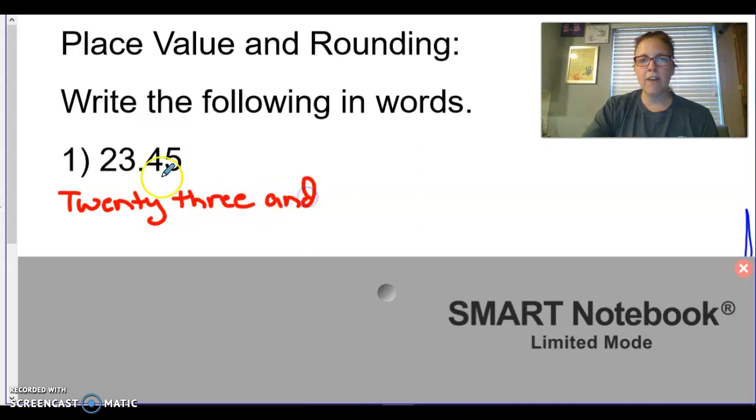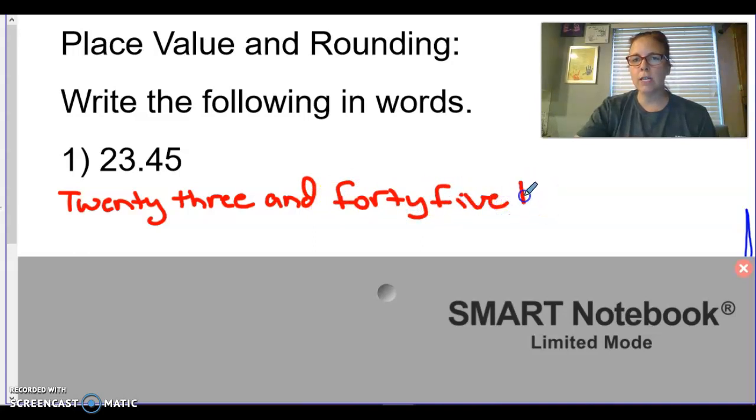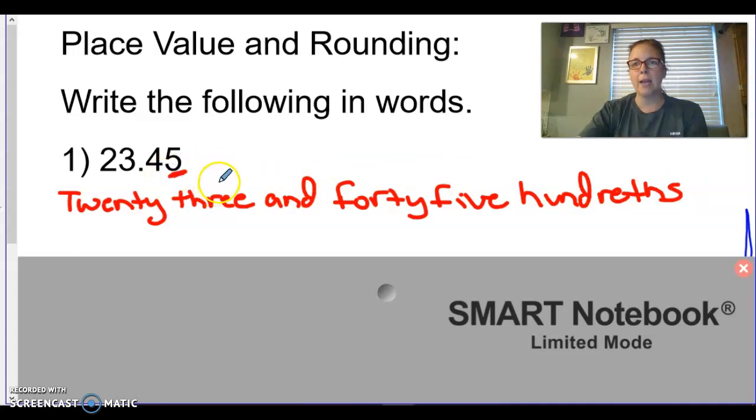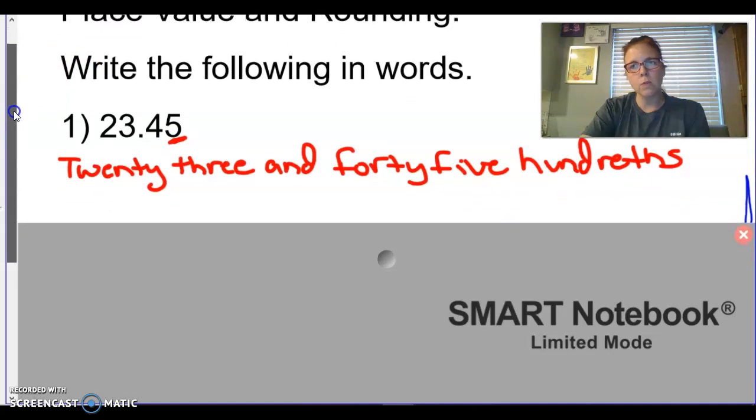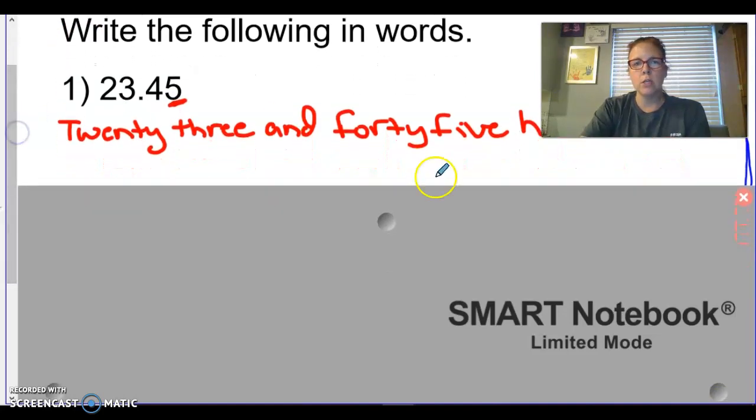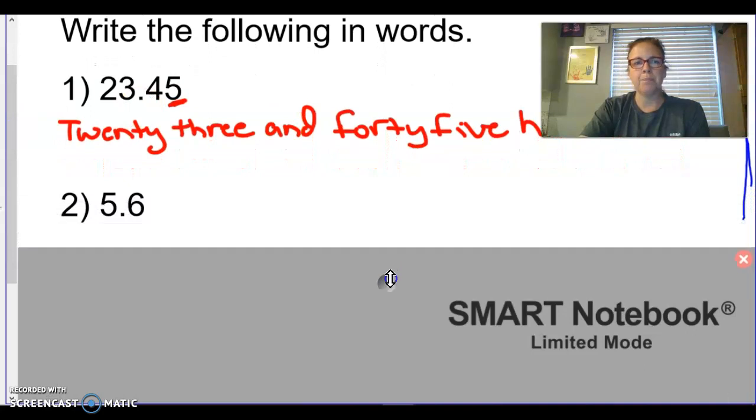and if I go too fast, remember, just pause it, and 45, and we know it's hundredths because it ends in the hundredths spot. You always look at that far right number. Now you always look at that far right number unless it's zeros to the right, which we may or may not get to in this video.